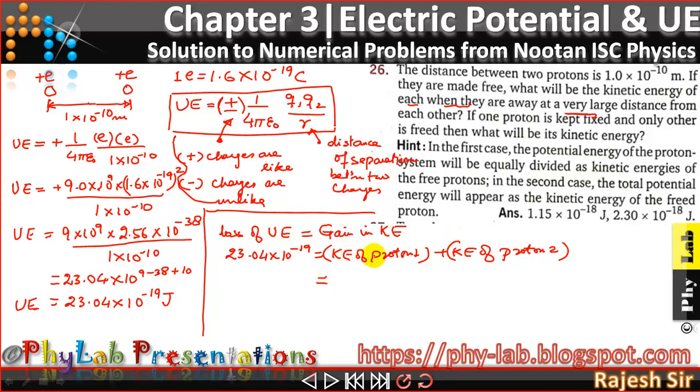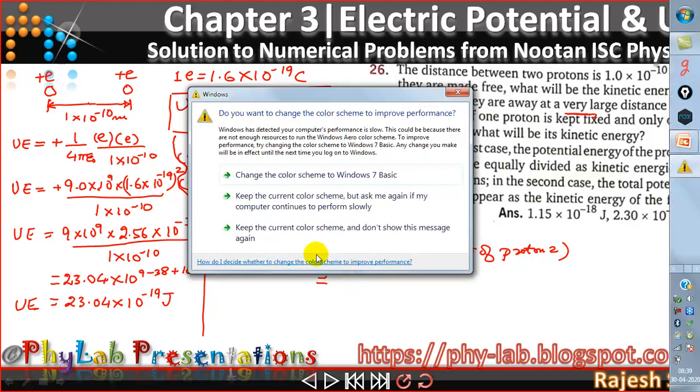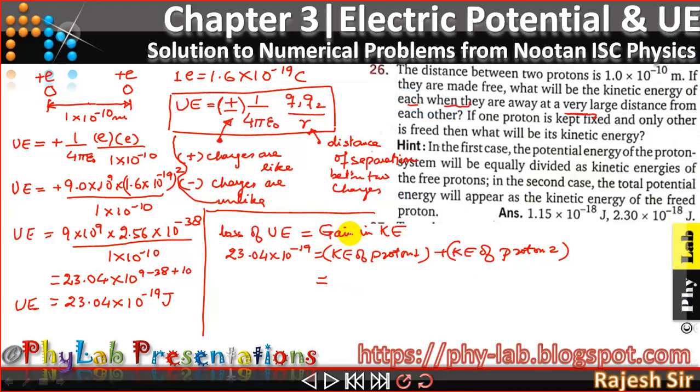Let's say the kinetic energy of proton 1 is x. So what will be the kinetic energy of the second proton? Protons being similar, they will have the same kinetic energy, so plus x. Both the protons will have the same kinetic energy, x and x. That will be 23.04 into 10 to the power of minus 19. So 2x is equal to 23.04 into 10 to the power of minus 19, friends.